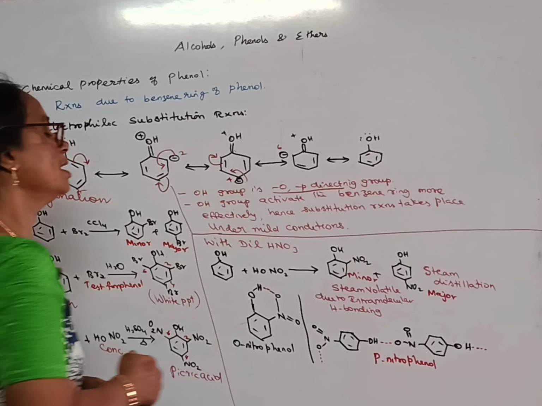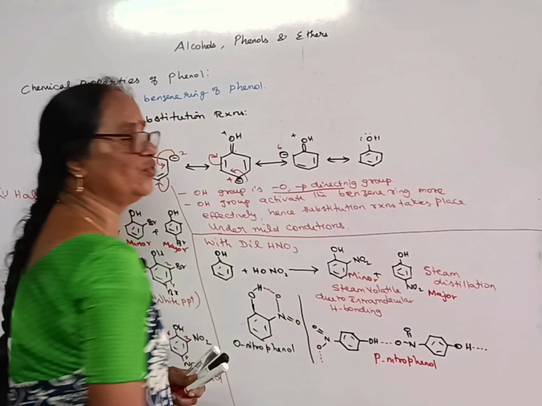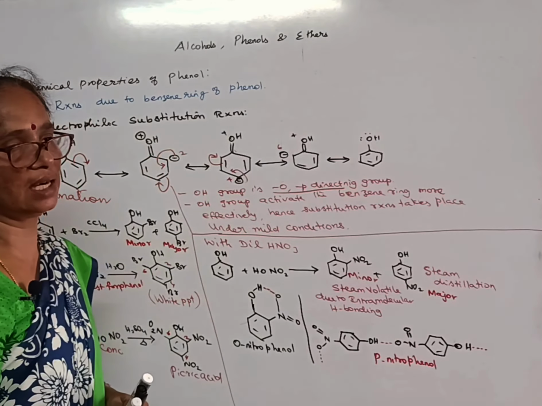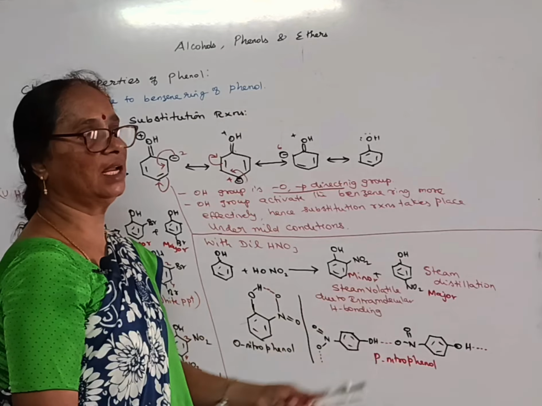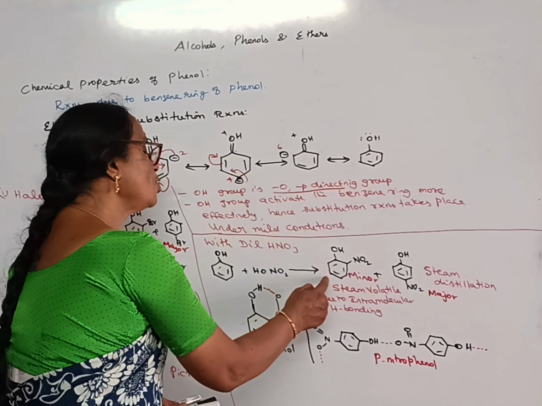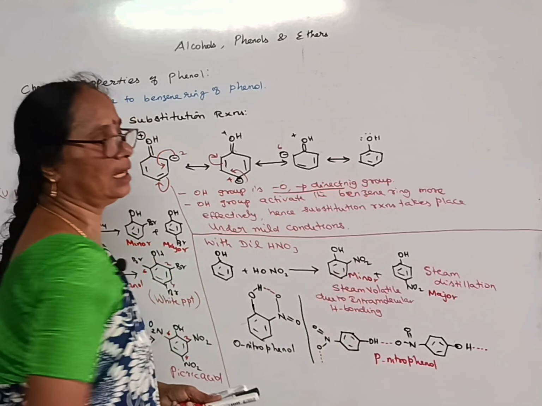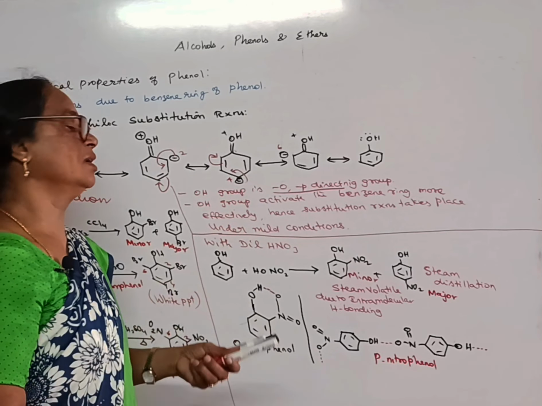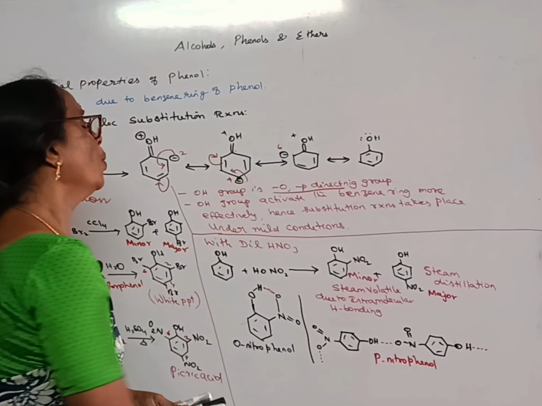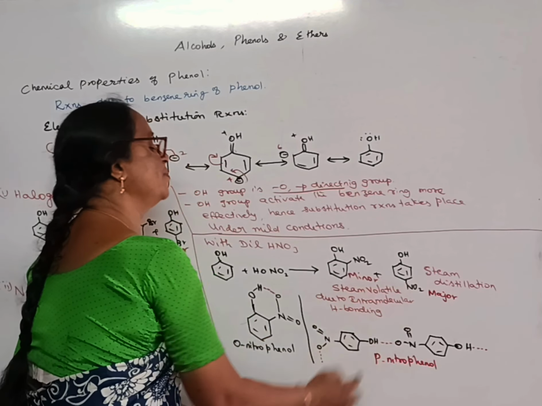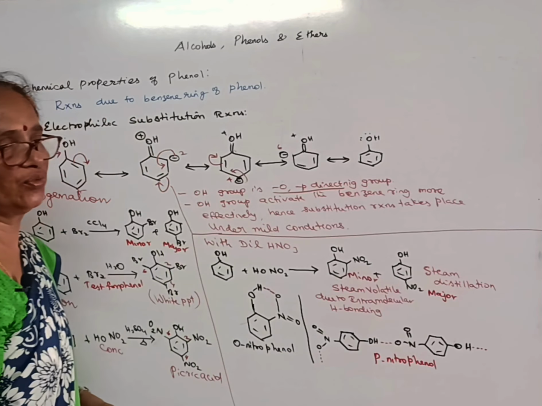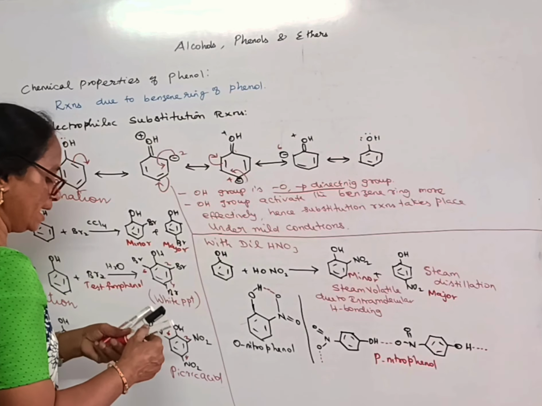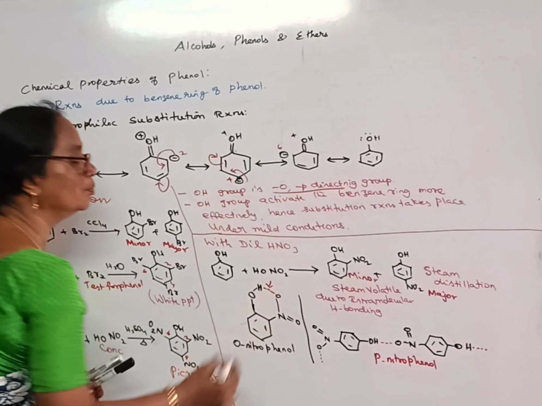At the same time, the mixture of these two nitrophenols can be separated by the process of steam distillation. Why is that process specifically taken? Because orthonitrophenol is steam volatile. That means it can vaporize at the temperature of steam, so it is said to be steam volatile. Why is this compound particularly steam volatile compared to paranitrophenol? This is because orthonitrophenol has intramolecular hydrogen bonding.